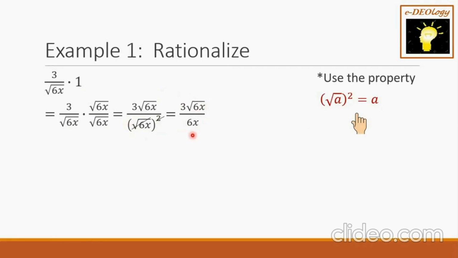But we can see here that the numbers 3 and the 6 can still be simplified. We can cancel the 3 and the 6. So the 3 becomes 1, the 6 becomes 2. So in the denominator, it becomes 2x. In the numerator, it is 1, but that number 1, we will not write it anymore. So only the square root of 6x comes here. So our final answer, the square root of 6x over 2x.